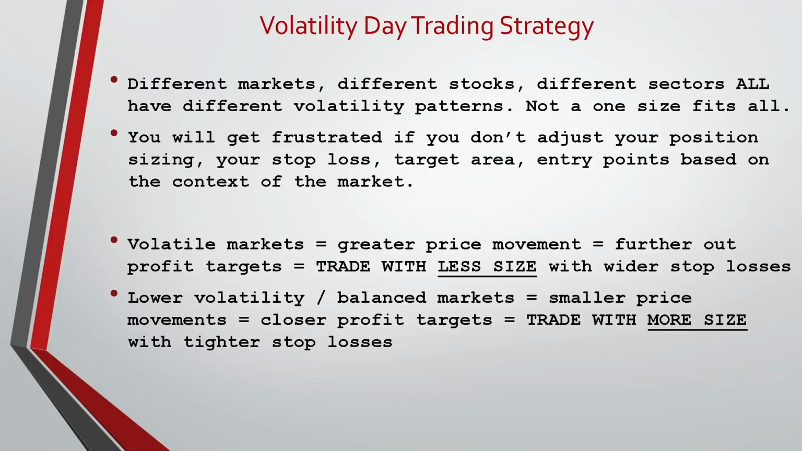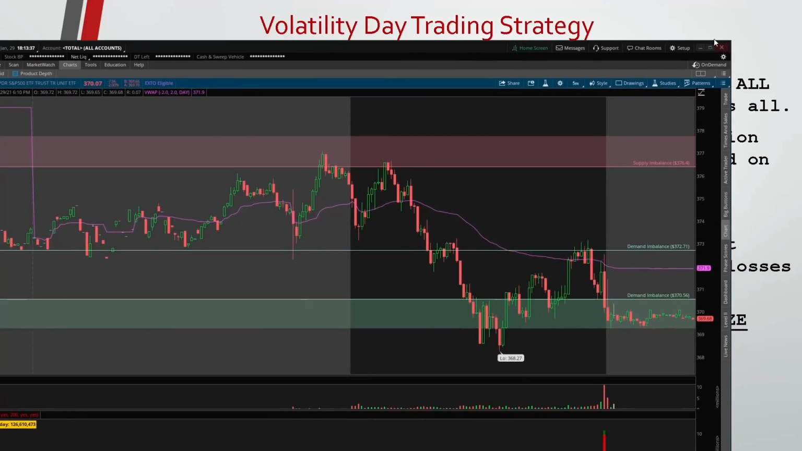If I'm trading in a volatile market, I'm not going with 100 contracts. I might go half or even a quarter, because I know with crazy price swings, 100 contracts in a lower volatility market might make me the same amount of money as 25 contracts in a volatile market. So with lower volatility, balanced markets, you get smaller price movements and closer profit targets, and you have to trade with more size and a tighter stop loss to compensate for the consolidation type of action.